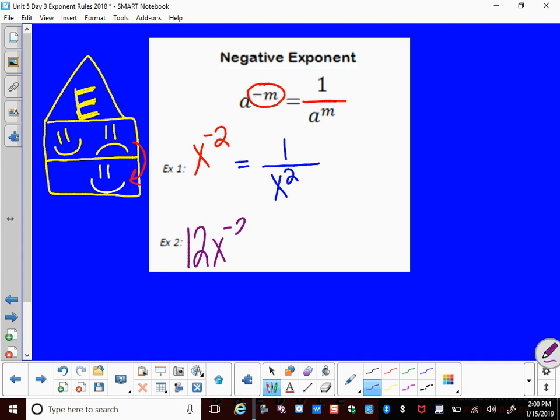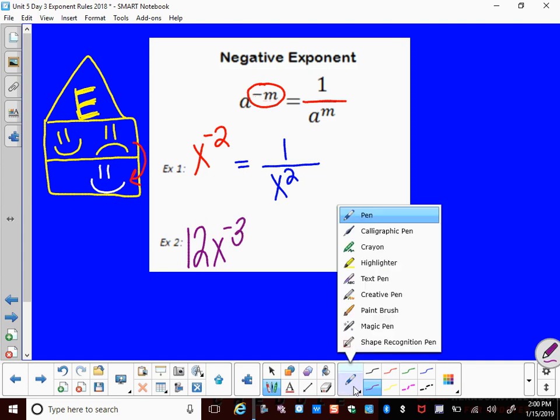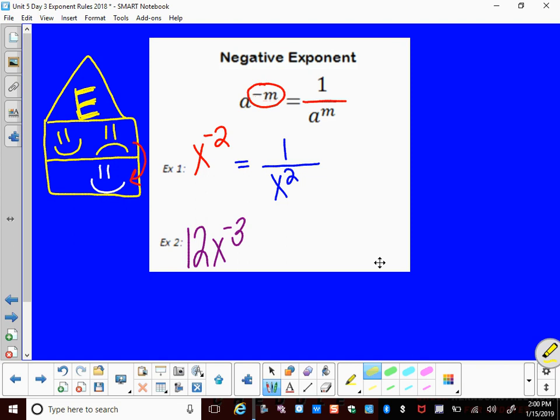Let's say I have negative 12x cubed. Listen, guys. What is directly affected by the negative exponent? Just the x. That 12 is not affected by it, okay? That negative exponent is attached to my x. Do I have a division sign already? No, let's draw one.